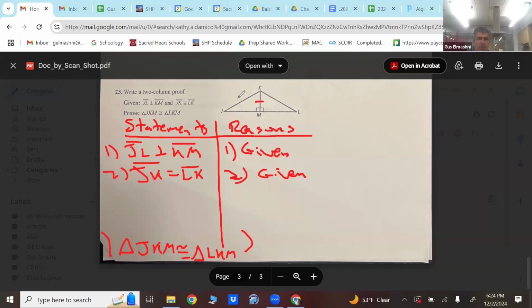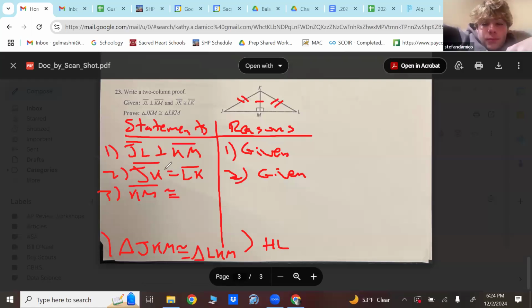And also we told JK equals KL, or LK. So definitely I could prove this by the hypotenuse leg theorem. So that's going to be my reason. Now, I do have to state that KM equals KM because I have to have one leg be the same. That's called reflexive because you're saying it equals itself. So it's like a reflection in the mirror, if you think like that.